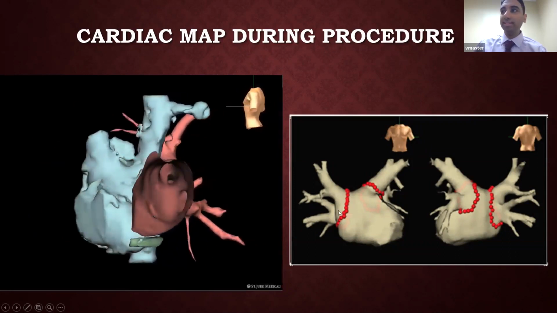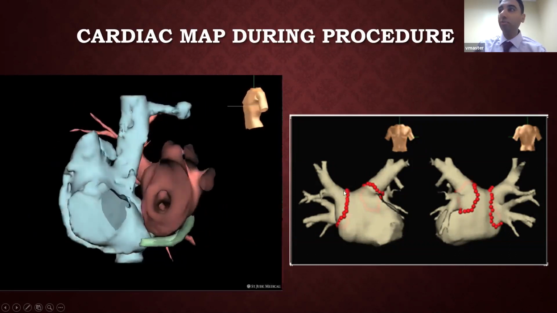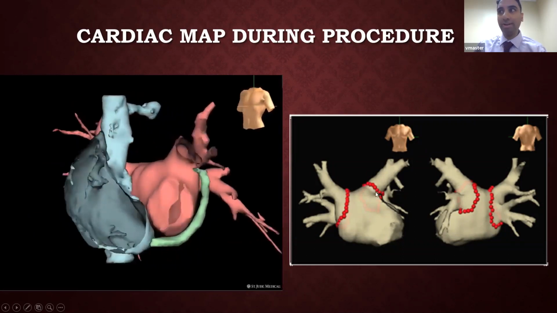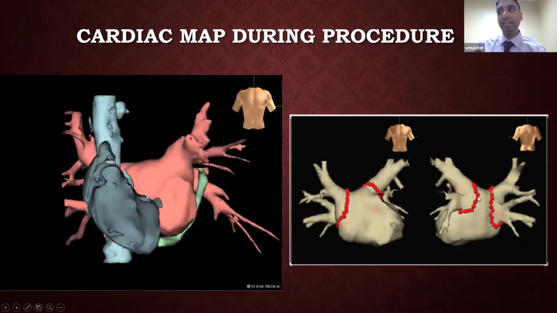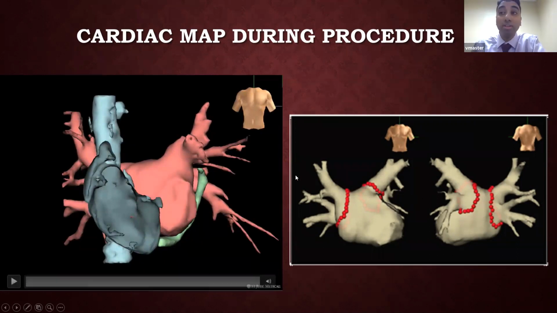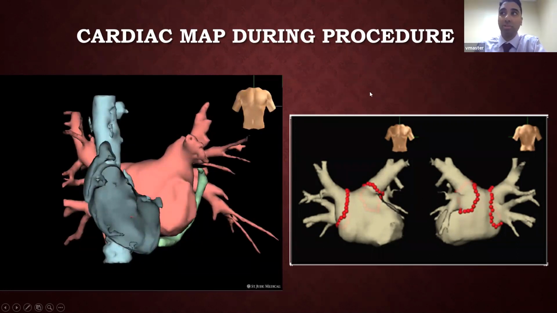And then this is essentially what it looks like once we're done with the ablation. You can see these little red dots, and that's where the heat energy was applied, and we create a continuous circle around it. And then we make sure that electricity doesn't travel back and forth. So that's essentially what an ablation procedure is.